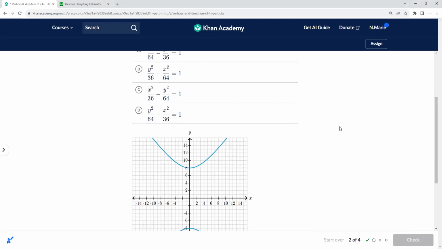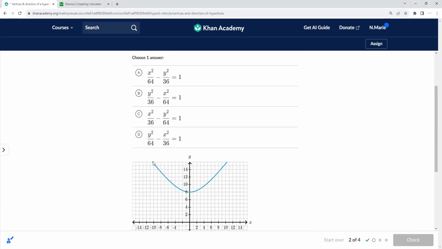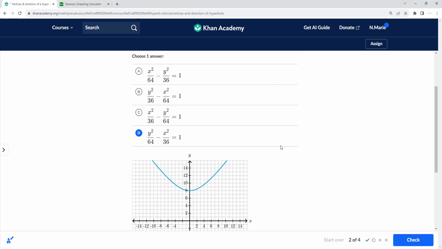So here, which equation would match this? Well, y is going to come first. It's at the 8. 8 squared is 64, so it would be D.